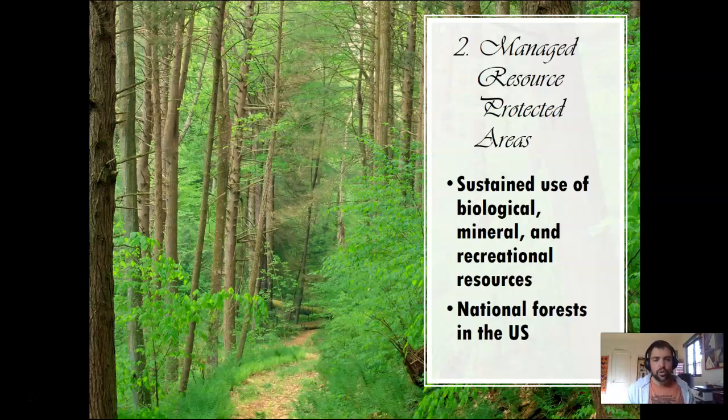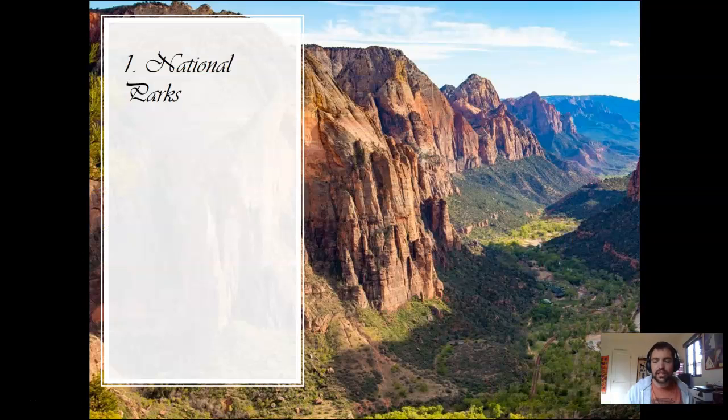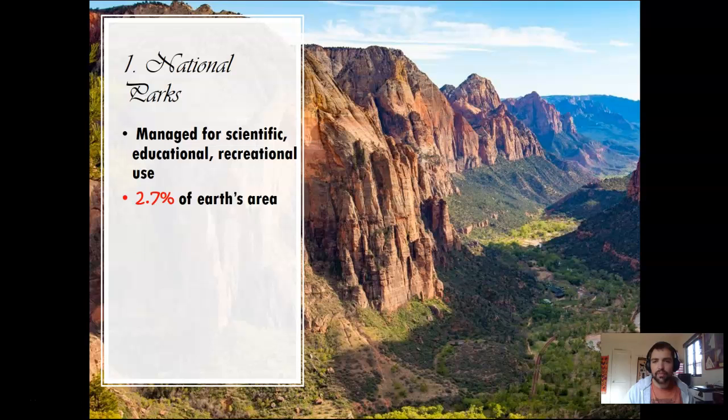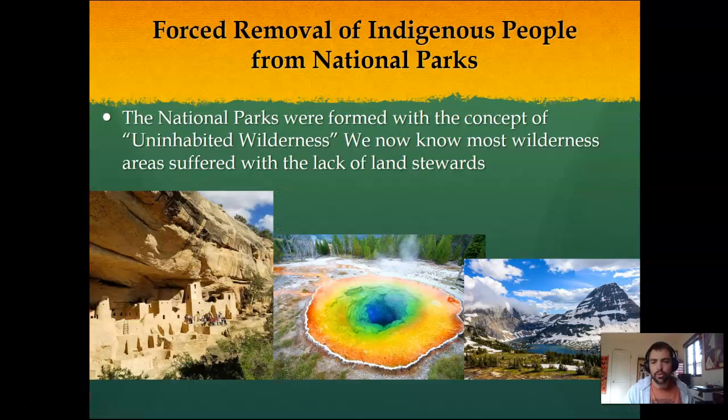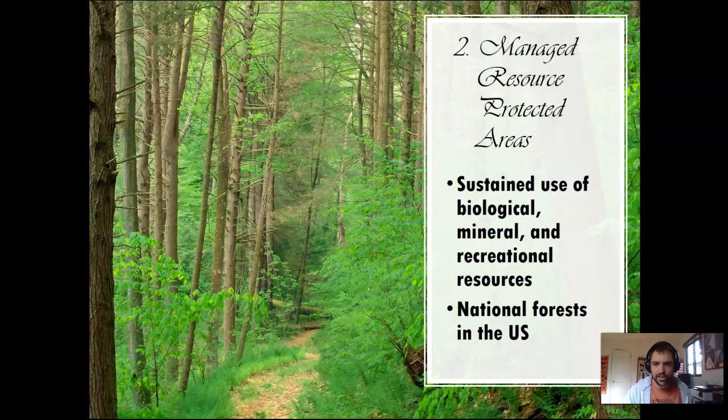Alright, this is 5.1 Part B, and we're continuing to talk about the tragedy of the commons and about the different land management uses. So in the last video we ended on talking about the national parks being one of them and how the indigenous people were forced off of them in many parts of the country. And the next part is managed resource protected areas. So that's for sustained use, keyword use, of biological, mineral, and recreational resources.